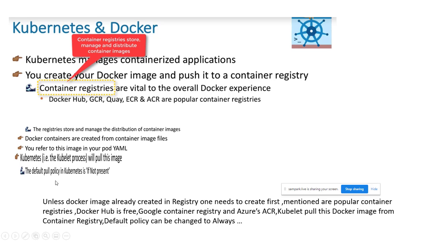But if you mention the pull policy as if not present, then it will pull only when needed. If it finds that there is an image, it will not pull it, and it will simply execute whatever it has on the local machine, in the present directory. It will not pull the image from the container registry.